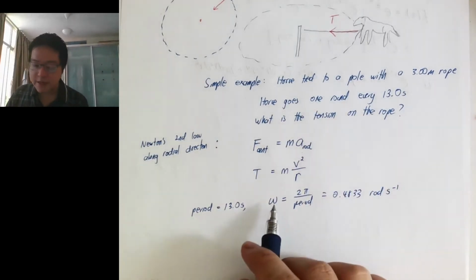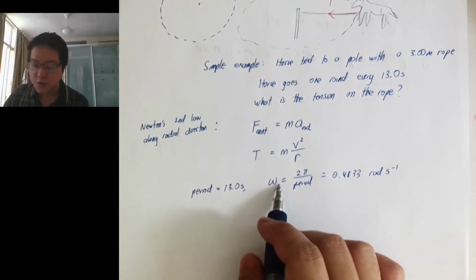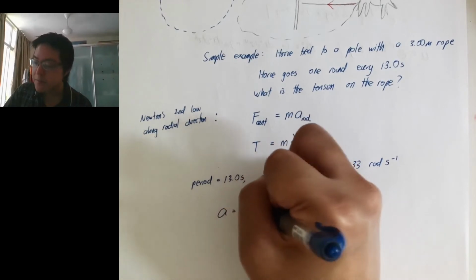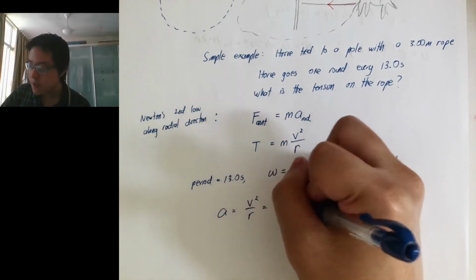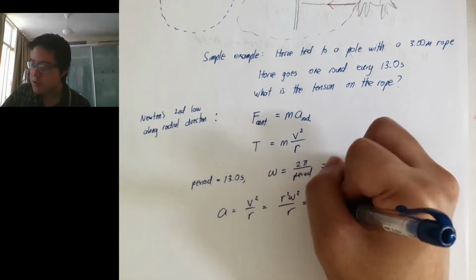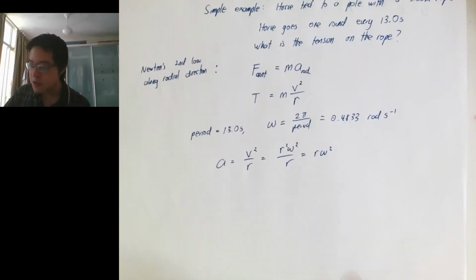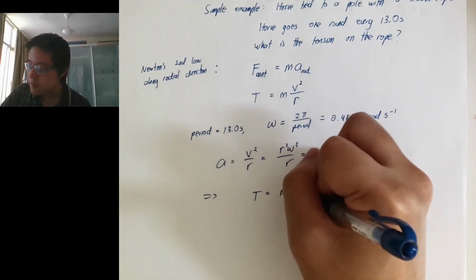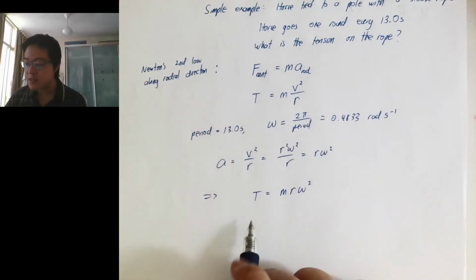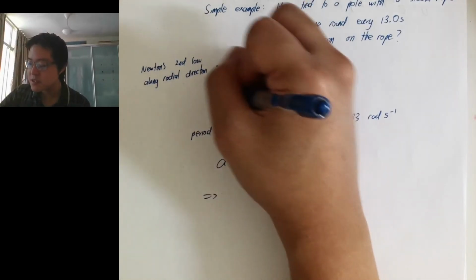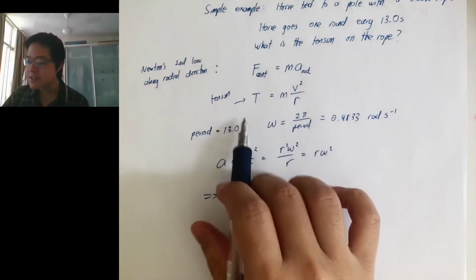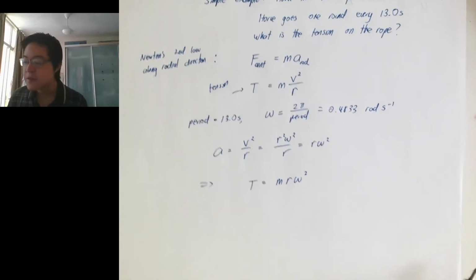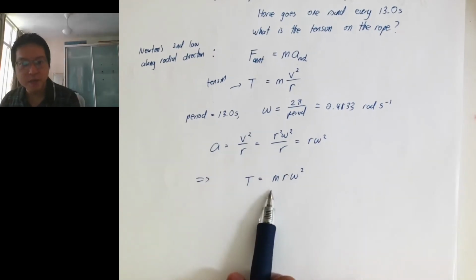So from here we can convert into omega, because if you recall the formula, it is v squared over r, and then v is r omega, so we get r squared omega squared over r, so you get r omega squared. So from this equation we find that T equals m r omega squared. So this T is the tension. Unfortunately tension and period are both T, so I just say period, I didn't call this T. T is the tension, so tension is m r omega squared.